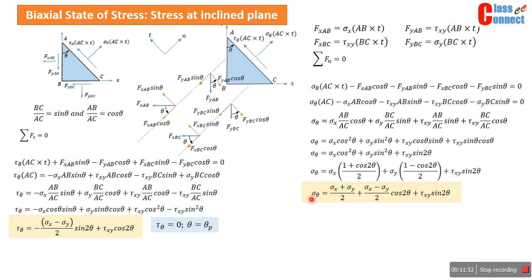So here it is less likely to get sigma theta 0 within the element. The only one situation in which we can have this may be 0, that is when this constant term is 0, and that is the case when sigma x is equal to sigma minus sigma y, and only then this particular component will be 0, and then we have only this component.